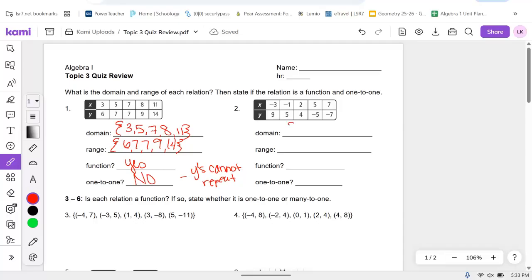Number 2, my domain is -3, -1, 2, 5, 7. My range, 9, 5, 4, -5, -7. Is it a function? Yes, because my x's do not repeat. Is it a one-to-one function? Yes, because my y's do not repeat.